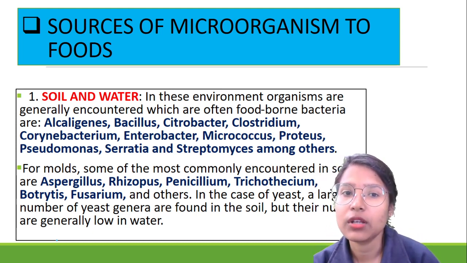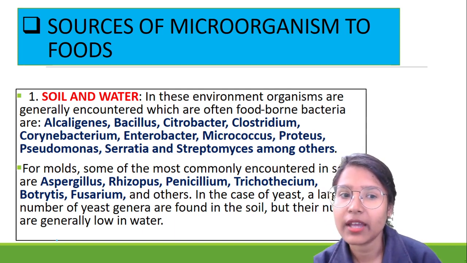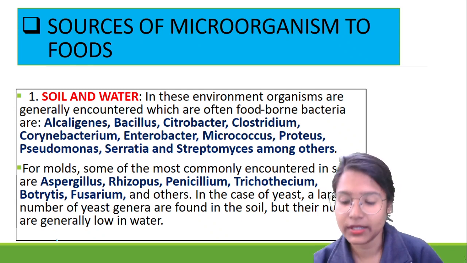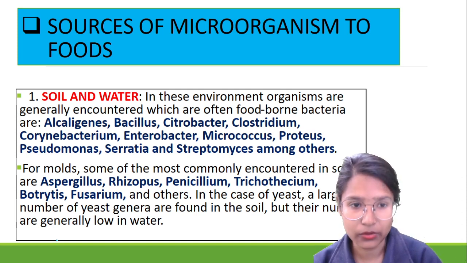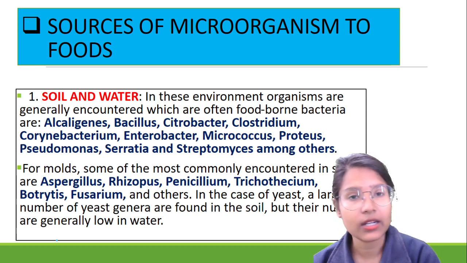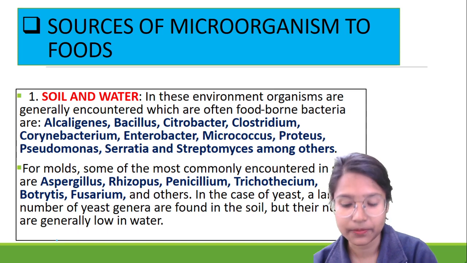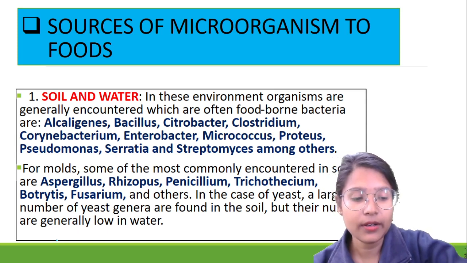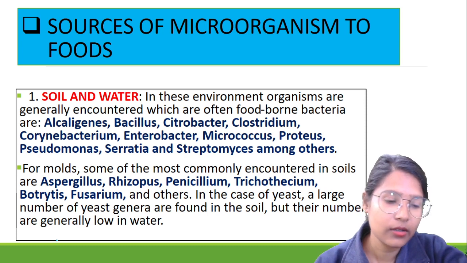The first one is soil and water. In these environments, organisms that are often foodborne bacteria are generally encountered. In previous classes we discussed the foodborne pathogens, which contaminate food; these are called foodborne pathogens.